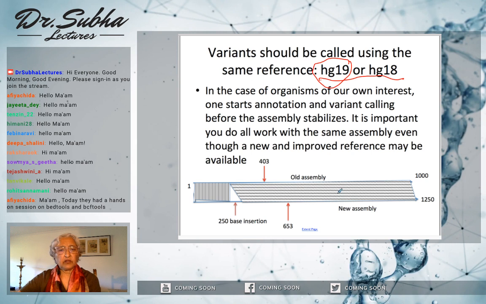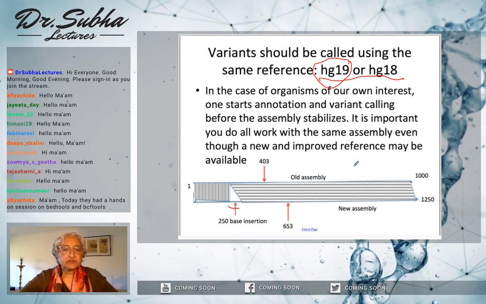Because look at the bottom of the slide. You have a reference 1 to 1000. Suppose that's the length of a contig in your assembly, and this is the old assembly. When you did the new assembly or improved it, suppose you found an insertion, a 250 base insertion in your new assembly, and now the same contig is 1250 bases. No problem. The mapping program will map it perfectly because it has the same region. Maybe it will map a little bit more in this region as well.